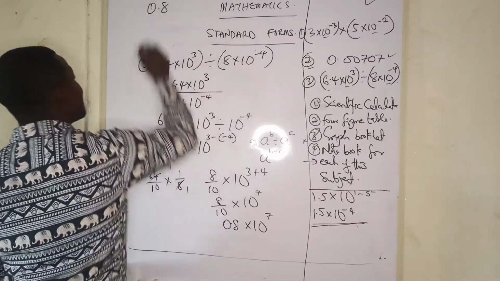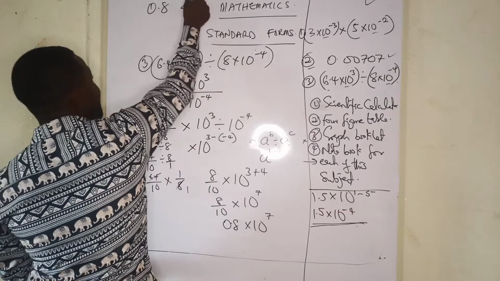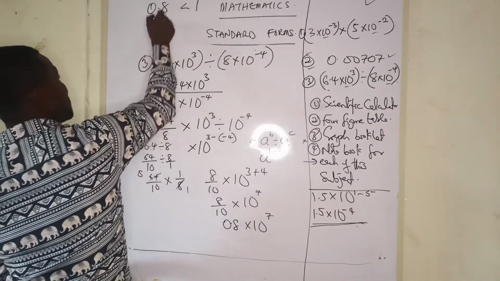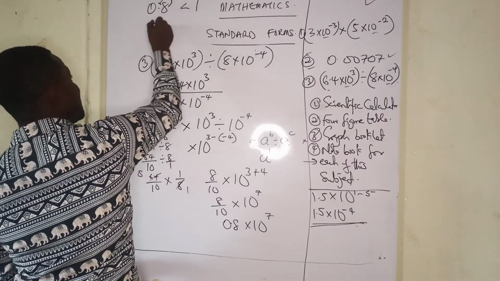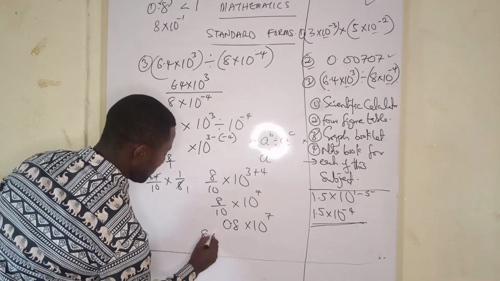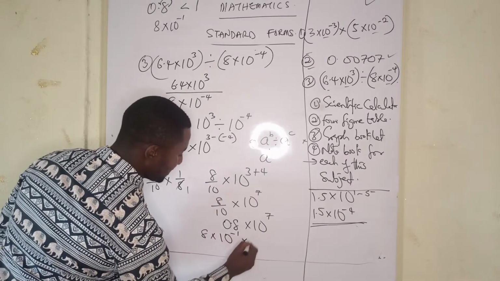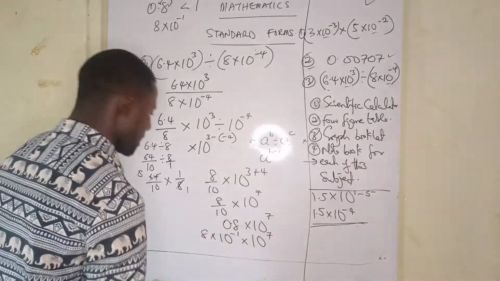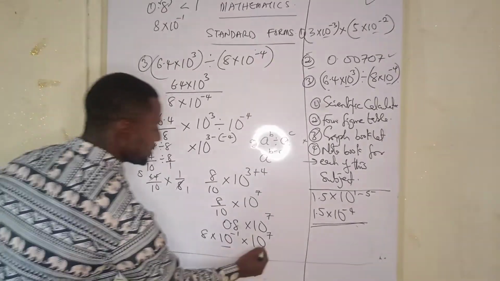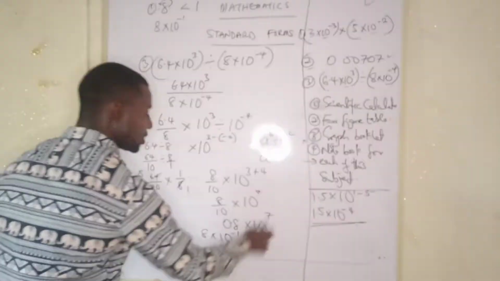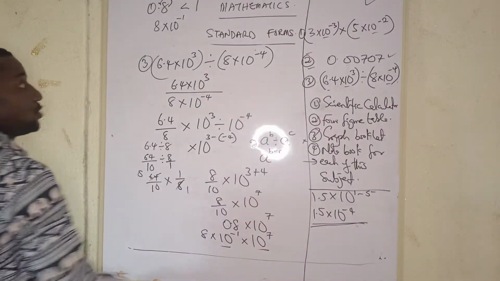Let's take it as we did the first one. 0.8 is less than 1, so we are counting forward. So you are going 1. So it will just be 8 times 10 raised to the power minus 1. So it becomes 8 times 10 raised to the power minus 1 times 10 raised to the power what? 7. Okay? Look at it again. The law is still coming up again. Indices. 10 raised to the power minus 1, 10 raised to the power 7. So what do we do here?